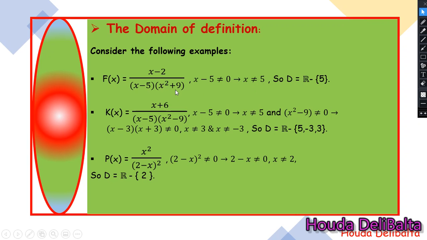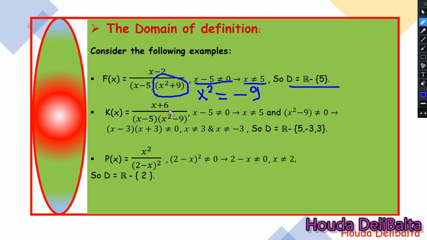X squared plus 9. Why I didn't talk about x squared plus 9? Because x squared plus 9 is an always positive value. It cannot be 0 because x squared cannot be minus 9. That's impossible in R. Okay? So x squared plus 9 cannot be 0. It's an always positive value. So I just talk about x minus 5 and the excluded value is only 5. So the domain of definition is R except 5.